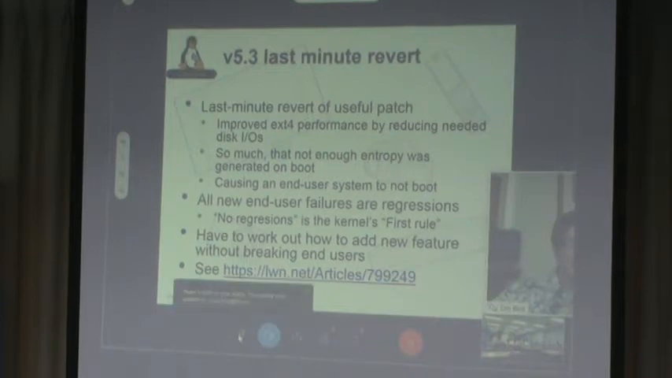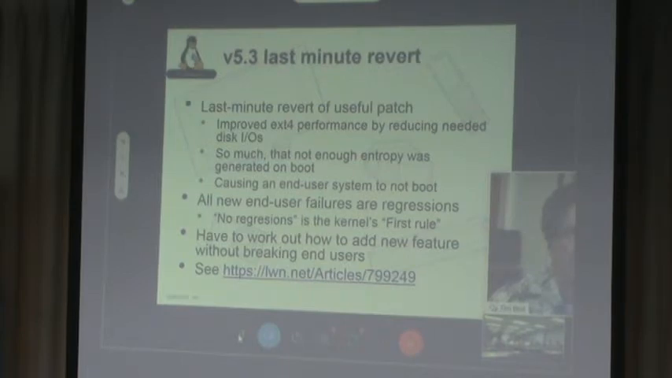So the kernel developers will have to work out how to add the improved EXT4 performance. I suspect the fix will not be in the file system area. I suspect the fix is going to be somewhere in the entropy generator. Or it may be a fix that Red Hat rolls out. They may fake some entropy. I don't know what they're going to do.